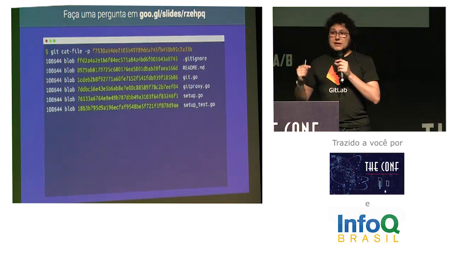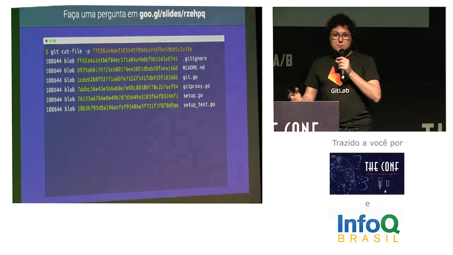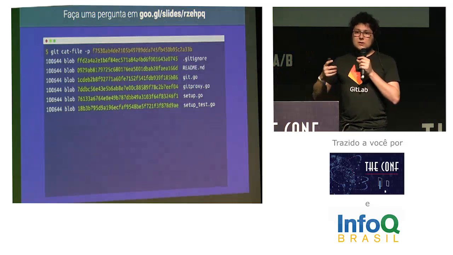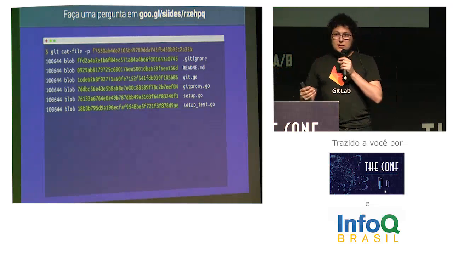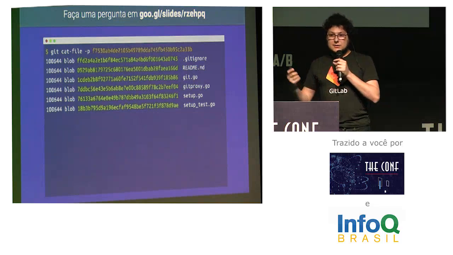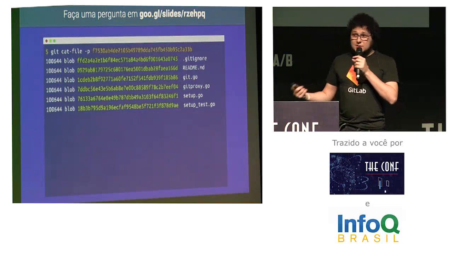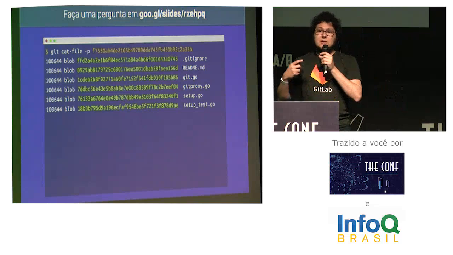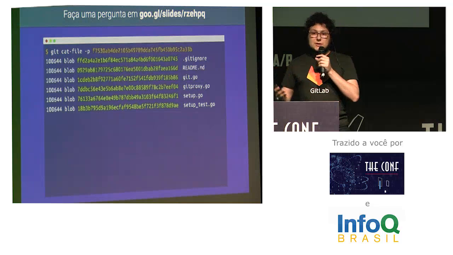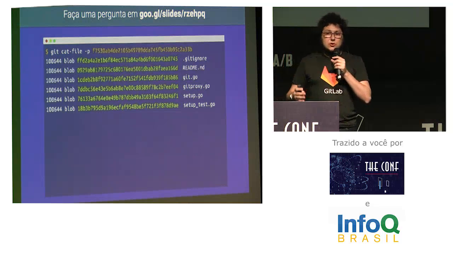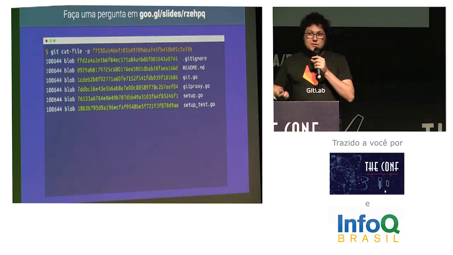Each blob has the content of the file. It's not a direct comparison with the file stored on the disk. For example, if you have 10 equal files, they will have the same hash, and they will be stored as a single item in the database. And this is important because you want it to be fast and you want it to be resource aware. So you don't want to waste disk space.